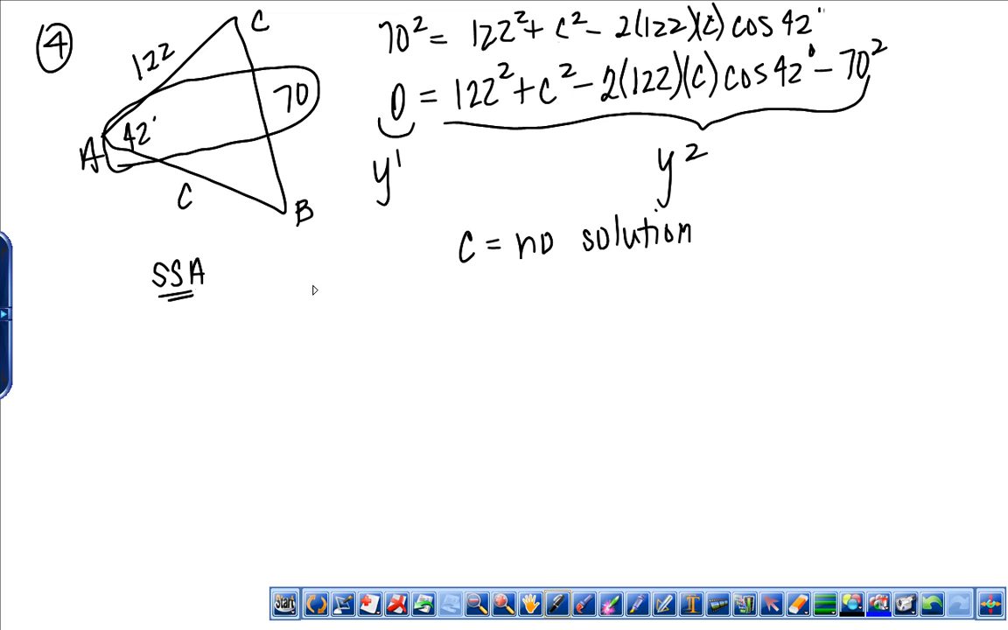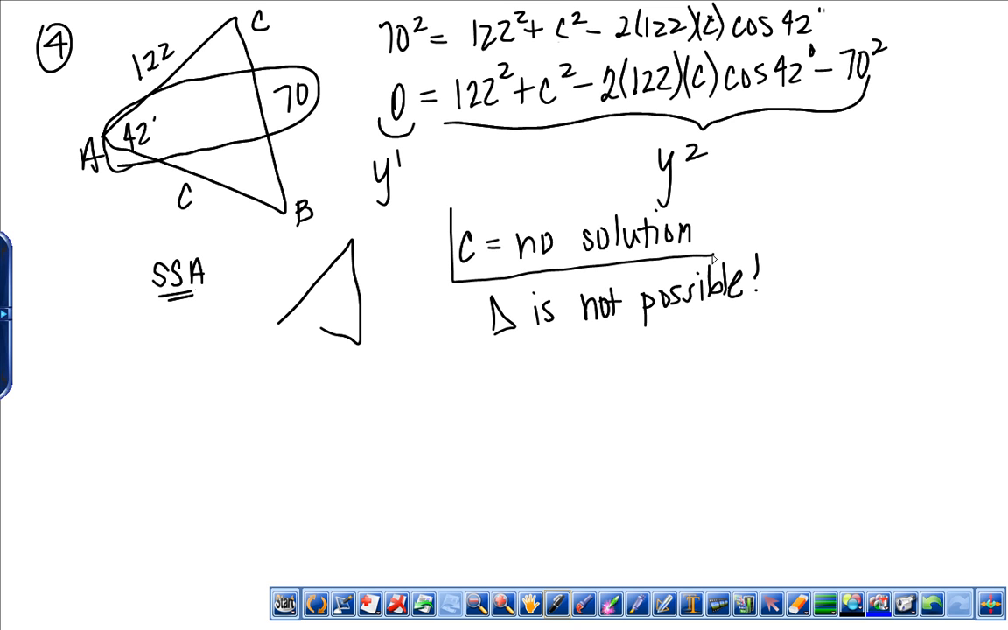So if we were to draw a picture, basically C right here wouldn't touch at all. So no solution. So this triangle is not possible. And that would be my answer. Okay, make sure you bring questions to class.